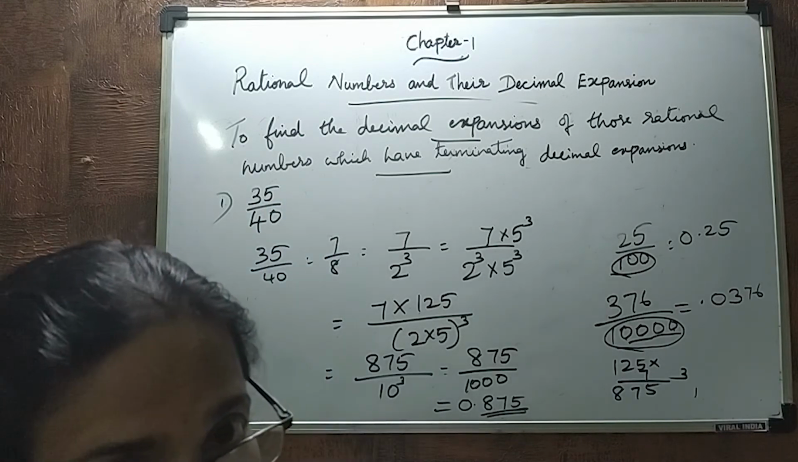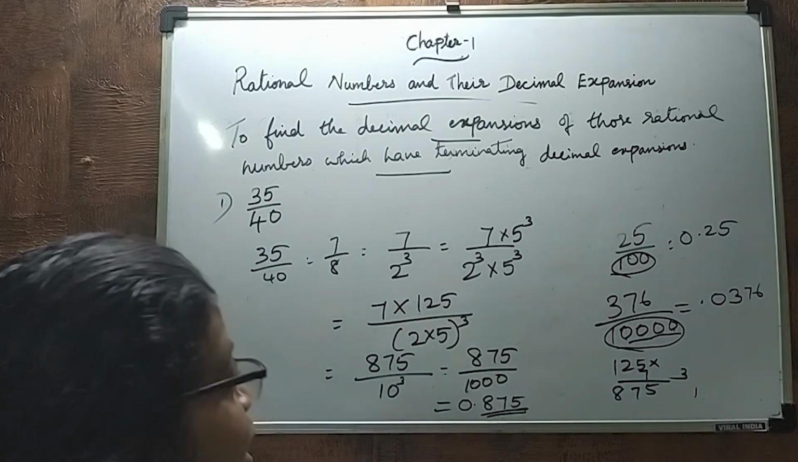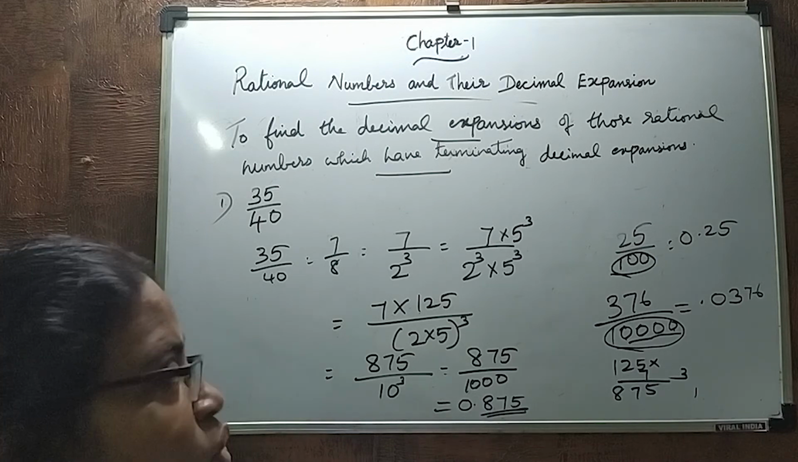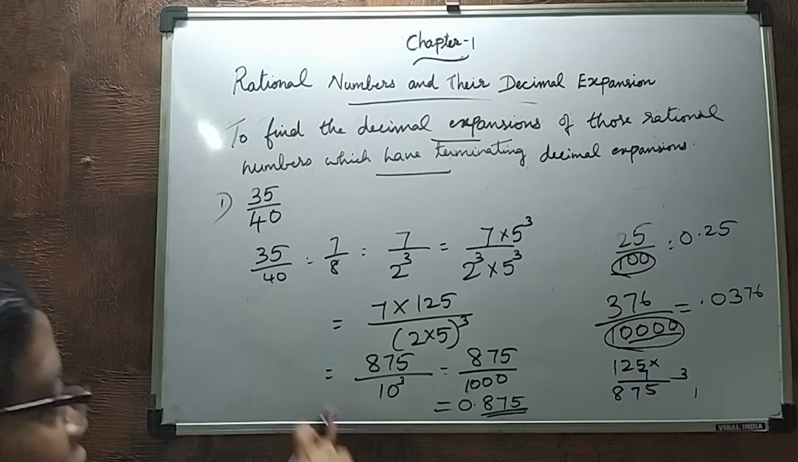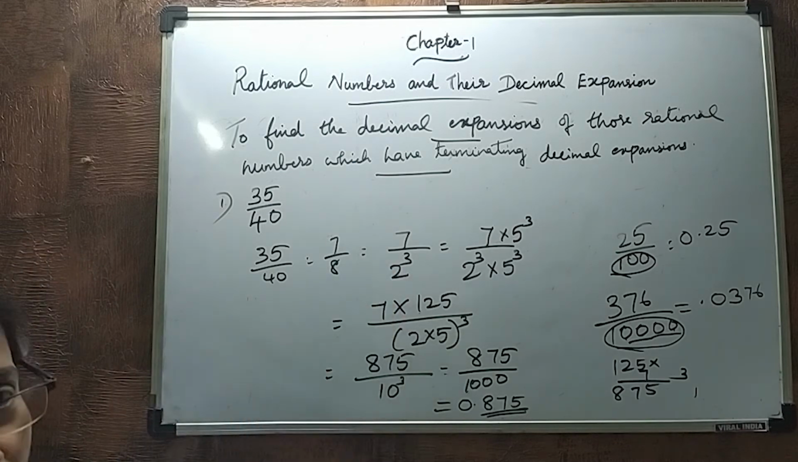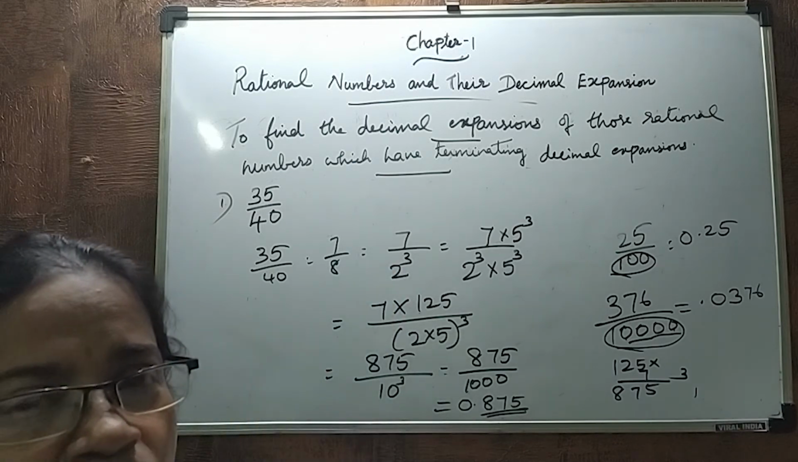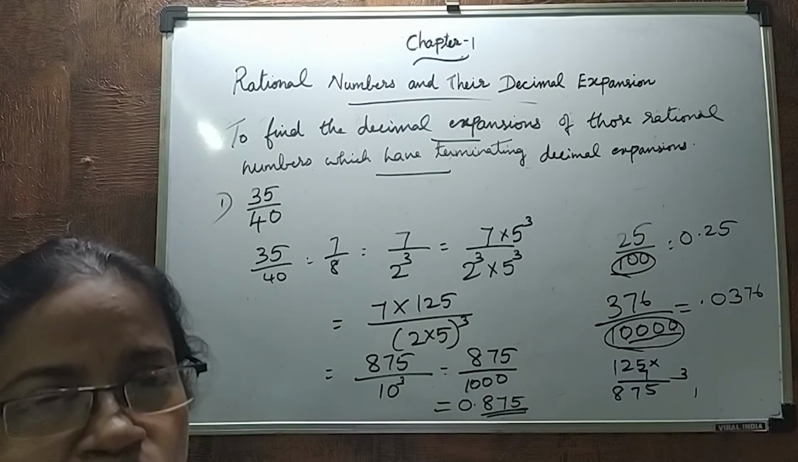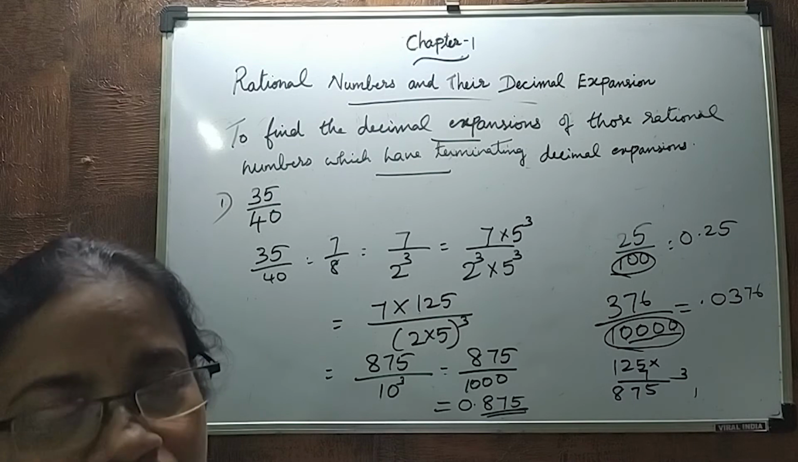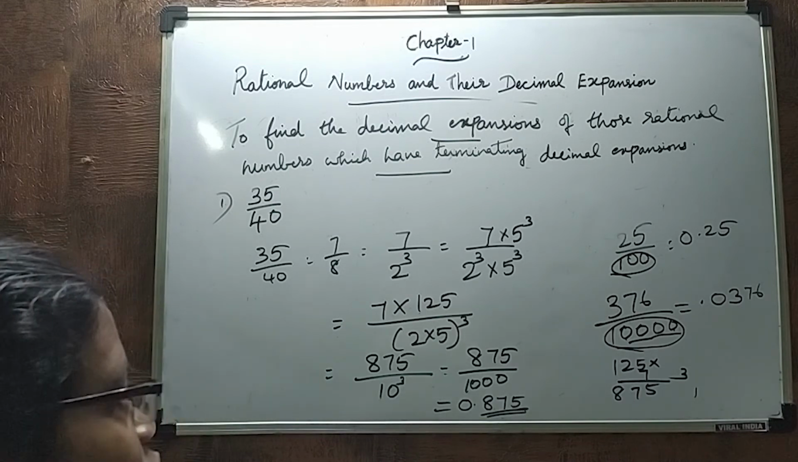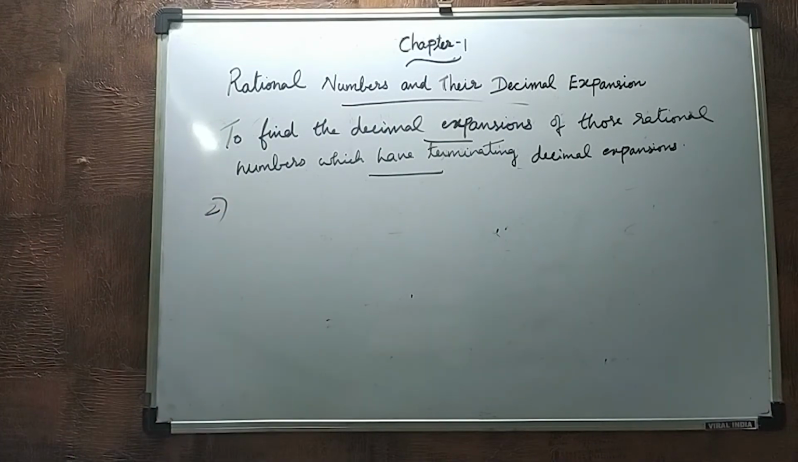So if they ask you in further studies, what can you do? No need to find this by long division. Just make it as 2 raised to m into 5 raised to n, and you will get the answer. No need to worry. For easy calculation, you can use this method. So next question we will do now. Second question.